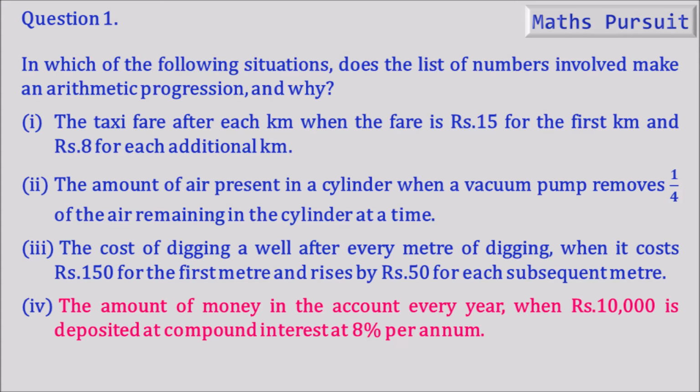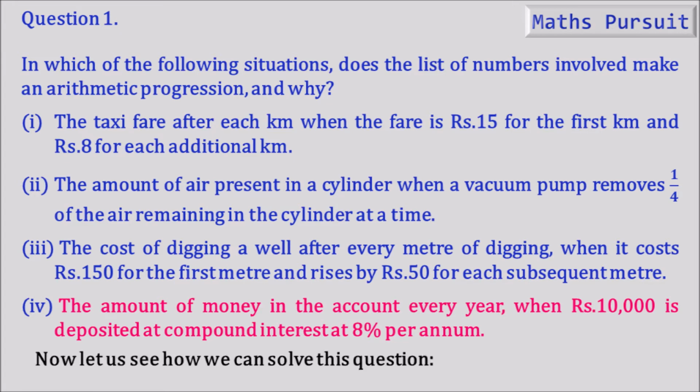The given scenario is the amount of money in the account every year when rupees 10,000 is deposited at compound interest at 8% per annum. So let's see how we can solve this question. Moving ahead to the solution.